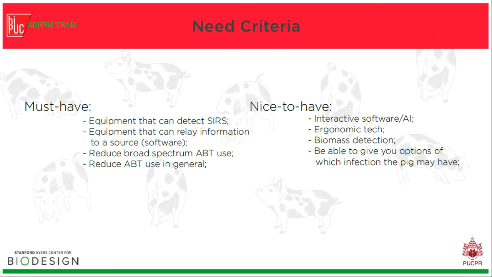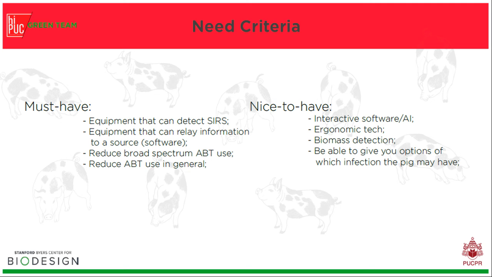Nice to have would be interactive software or AI, some type of artificial intelligence that can analyze all of the symptoms and tell you which specific infection that pig will have. We want ergonomic tech, because we don't want to stress the pig out. This is really important in terms of the market factor, because if you stress out the pig, it will contaminate the meat in the sense that the meat will become harder and it won't be accepted by buyers.